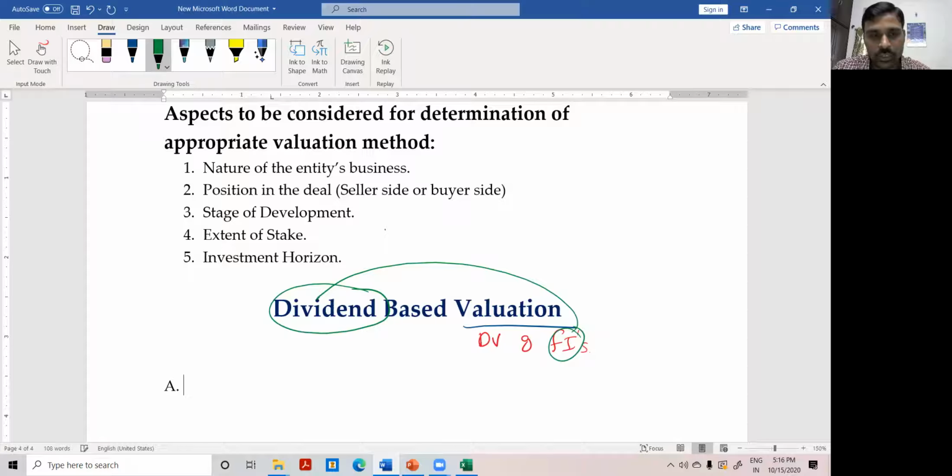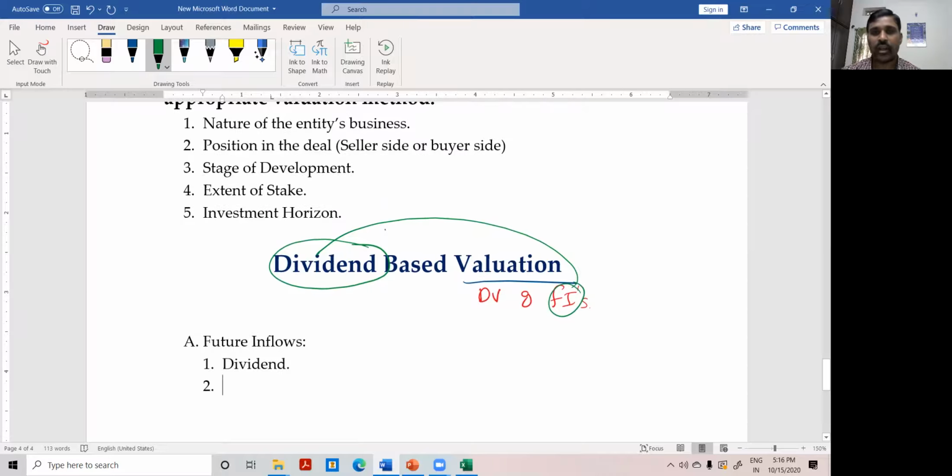Future inflows. The two elements in valuation are future inflows. What are the two inflows in future? One is dividend. Another one is sale price. So long as I am holding the shares, during the investment horizon, I'll get the dividend. The moment I sell the share, I'll get the sale price. Both are my inflows.